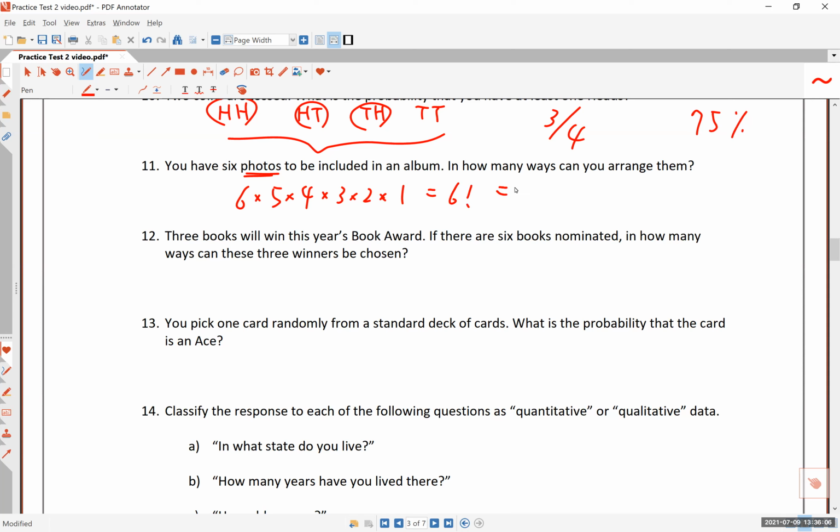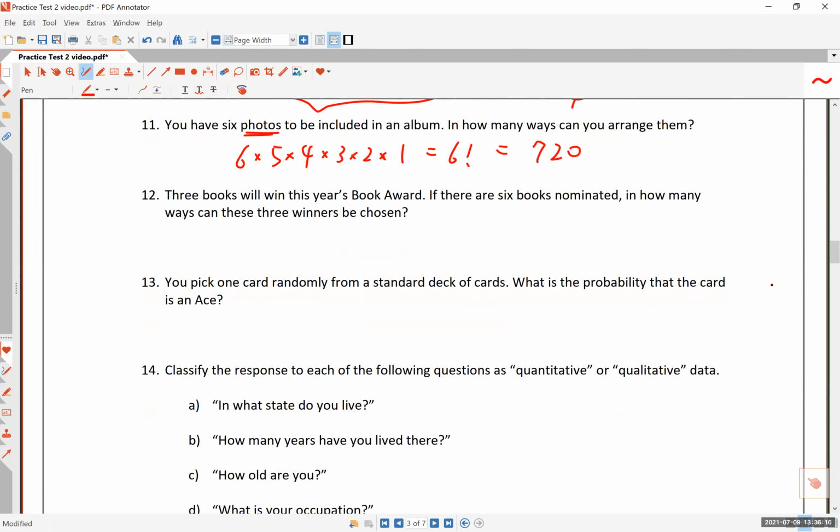It is a surprisingly large number. The answer is 720 different ways. Okay, so that is many different ways to arrange 6 photos or 6 things. Number 12, oh yeah, this is permutations, right? Number 11. 11 is a permutations problem.